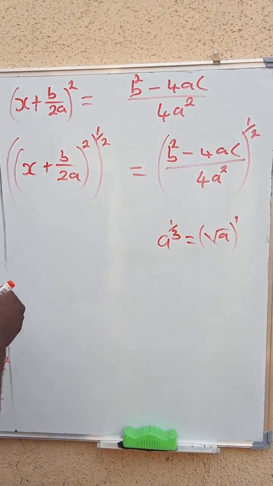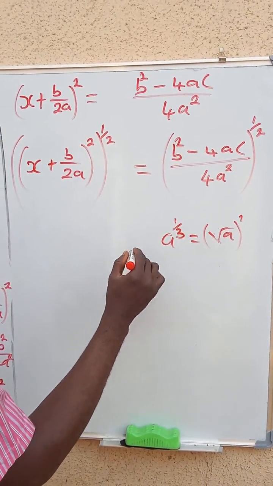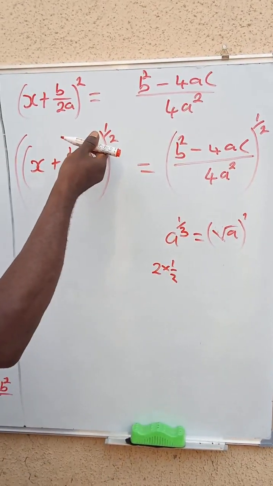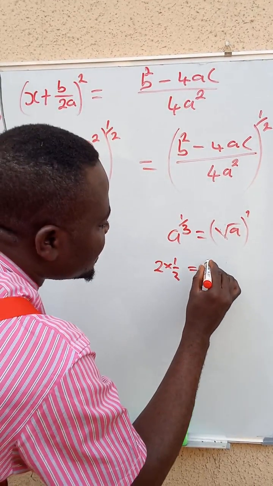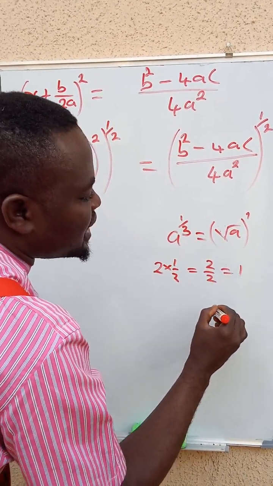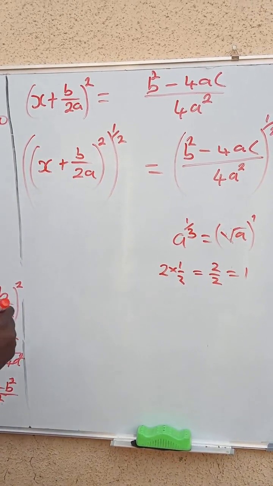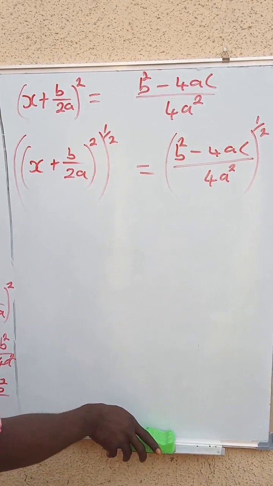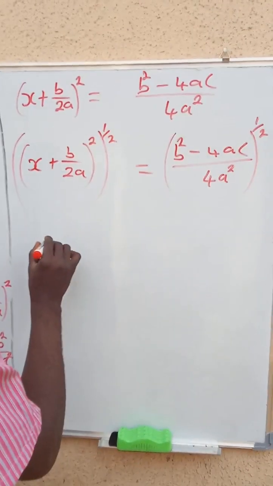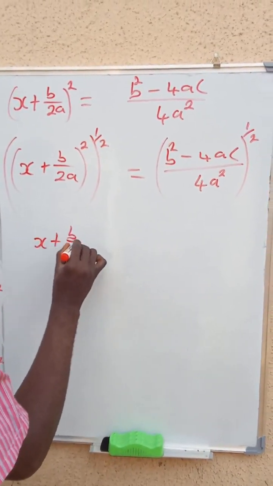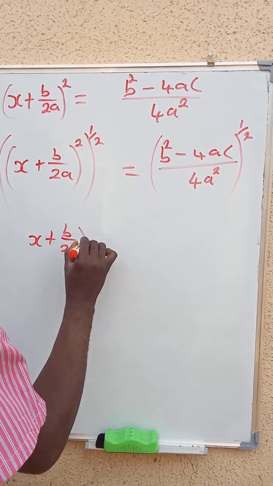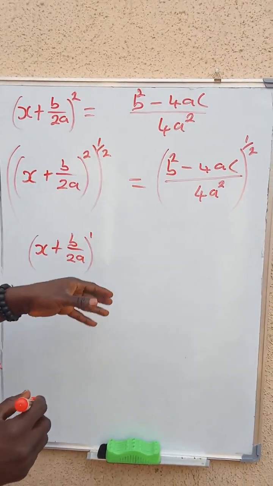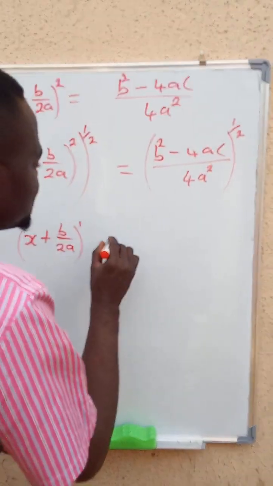In this case, the two powers multiply each other. By the power law, 2 times 1/2, they are both powers, so I multiply them, which is 2/2, which is the same thing as 1. A raised to power of 1 is a. So in this one, I'll have x plus b over 2a all raised to power of 1, because 2 times 1/2 is 2/2, and 2 divided by 2 is 1.